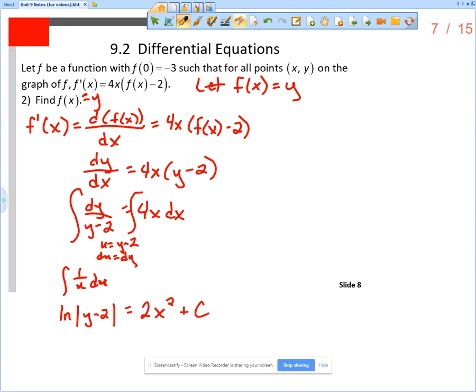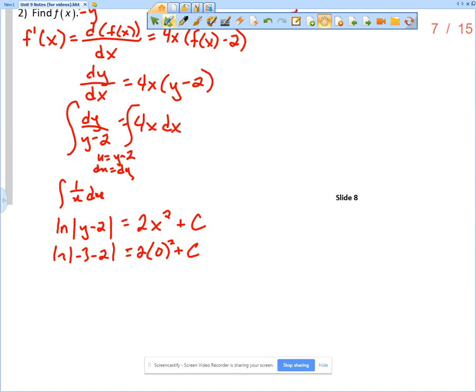Now, what do we need to do? Well, we need to use the fact that f of 0 is equal to 3 in order to find c. So f of 0 means the natural log of the absolute value of 3 minus 2... negative 3 minus 2 equals 2 times 0 squared plus c. Now let's continue. Negative 3 minus 2 is negative 5, but the absolute value gives me the natural log of 5 equals 0 plus c. So c is the natural log of 5. So what does that mean?